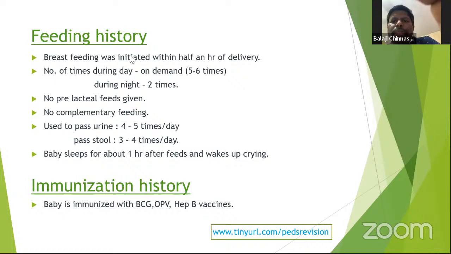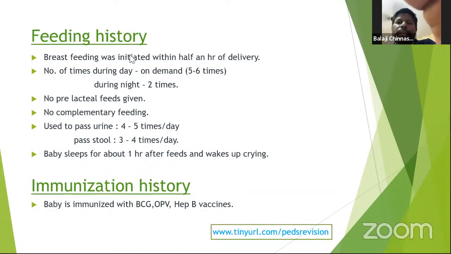Okay. So the feeding history is very important. They will ask you, you have to be more probing about the adequacy of feeding, about the proper attachment, and then finally the weight gain. I think weight gain also you can put up here.